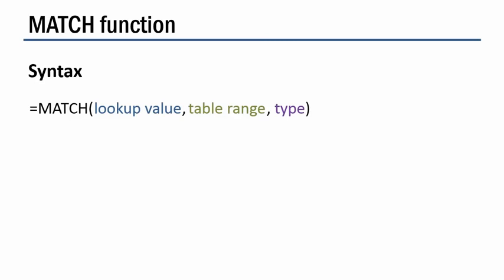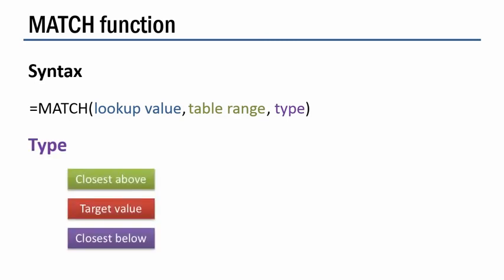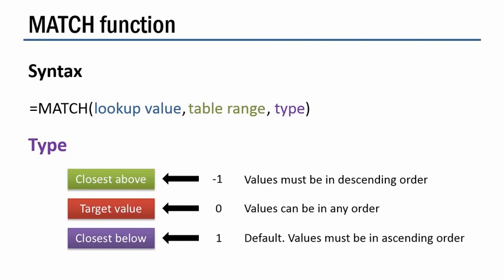Now, what's that type all about? When you have that value you're looking for, you may have a value that's just above it or just below it. To determine whether either of those are acceptable, that type, you can put in a -1, a 0, or a 1. -1 means you'll choose the number that's the closest above it. If you choose a +1, it's the closest number below it. If you choose 0, it means you want an exact match.